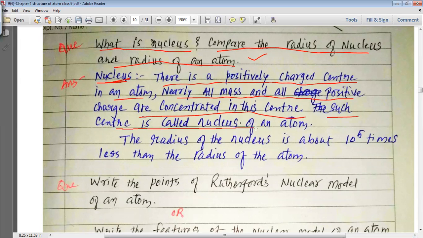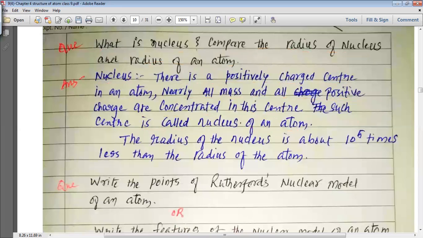Such a center is called the nucleus of an atom. Once again, there is a positively charged center in an atom. Nearly all the mass and all the positive charge are concentrated in this center. Such a center is called nucleus. Once again, please learn this definition.